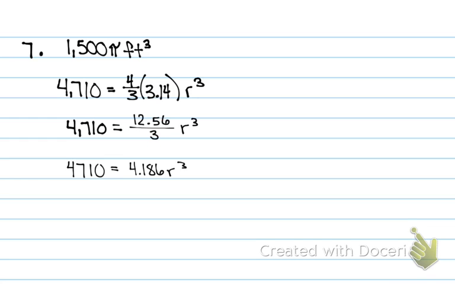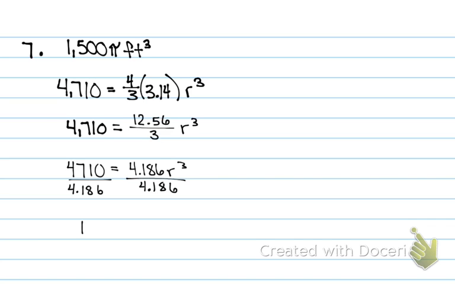Now divide both sides by 4.186. If you said 4.187, that's accurate. If you said 4.19, that's close enough to accurate. If you said 4.2, I'd probably try to keep that at least to the 100th place until you get to your answer, because your answer is rounding to the 10th. 4710 divided by 4.186, it's just not going to affect your answer that much.